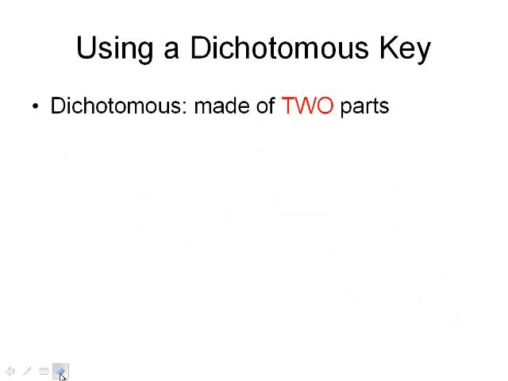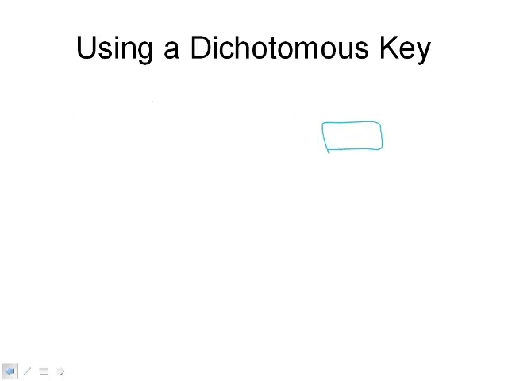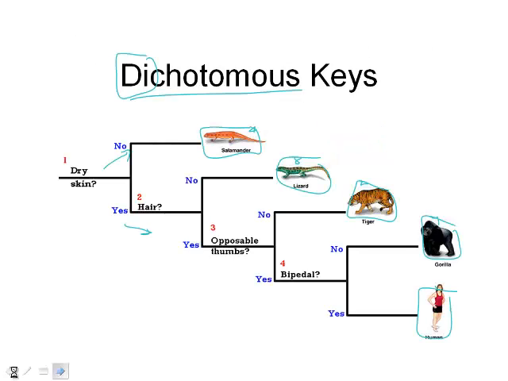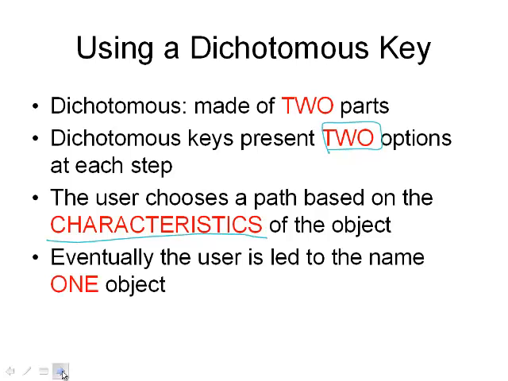But let's talk about the use of it. It's all made up of 2 parts. You may need to pause this just to write it down. Each step, 2 options are presented, just like you saw here. That's right, it's either a yes or no answer. The user chooses a path based on physical characteristics, things that you can see, in order to determine what route you're going to take. Eventually, the user gets to one object.